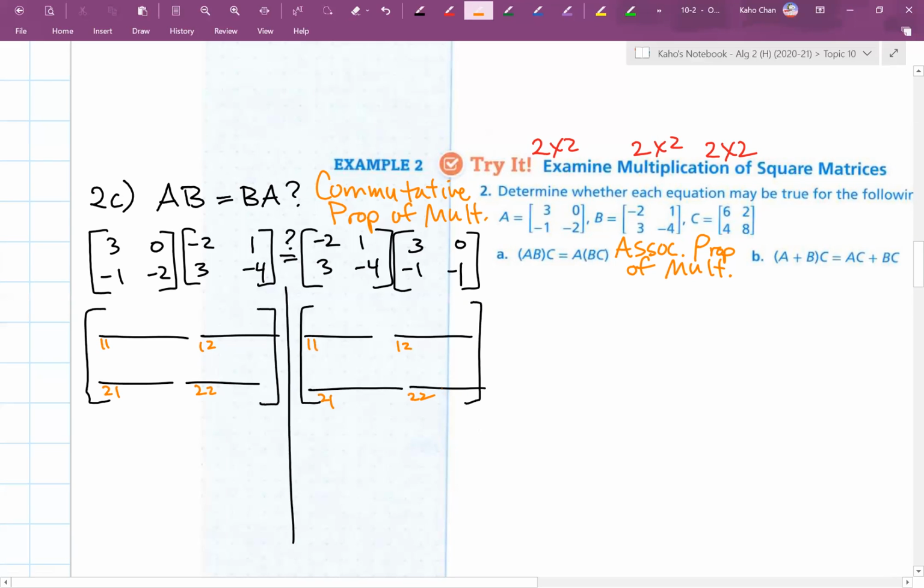I like to circle the rows of the first matrix and the columns of the second matrix to help me out there. Here we go. Let's do some mental math here. 3 times -2 plus 0 times 3. I love those ones. Yay.